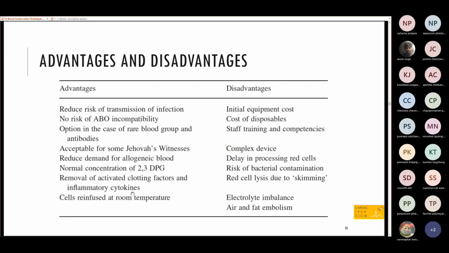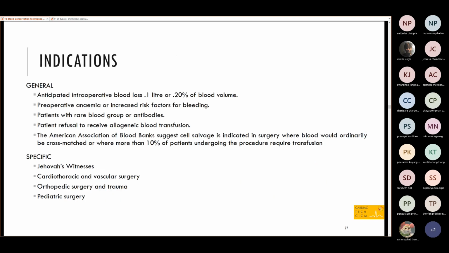Also, it can help preserve the clotting factor and the inflammatory response process. All right, because we wash out any waste medications from the blood before we reinfuse it to the patient. So it can be said that the inflammatory response is also preserved.